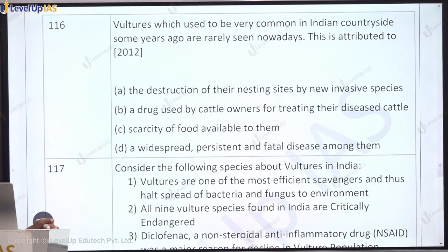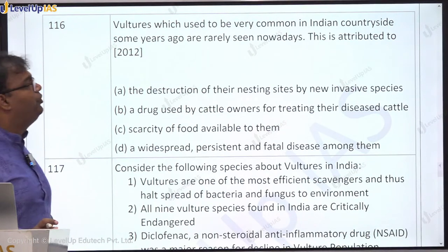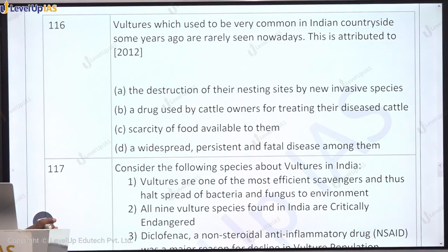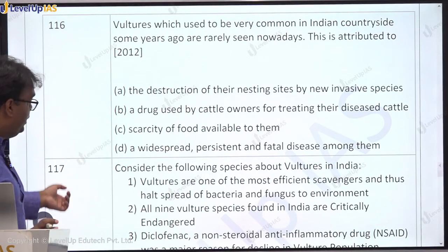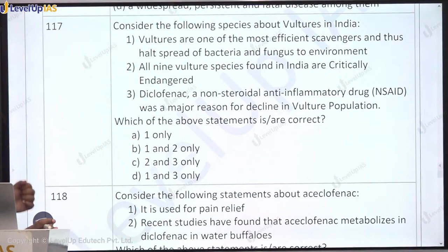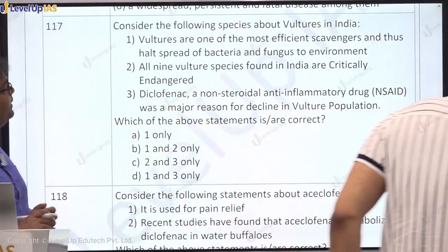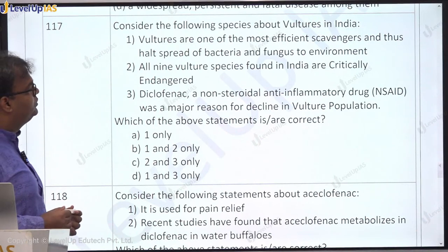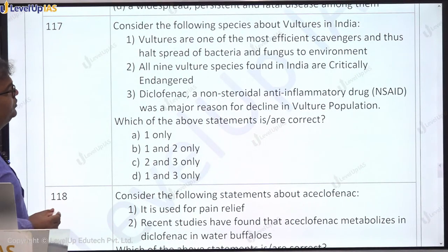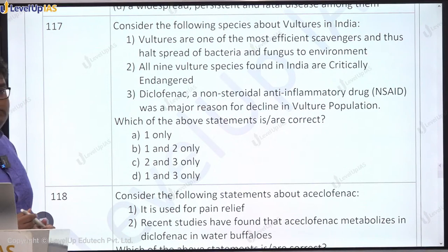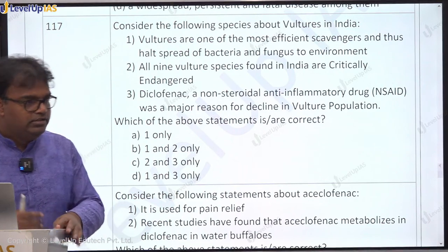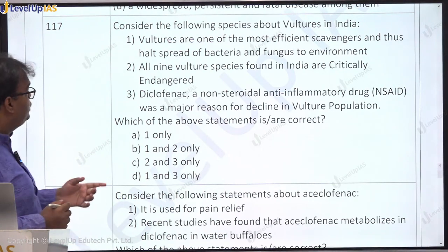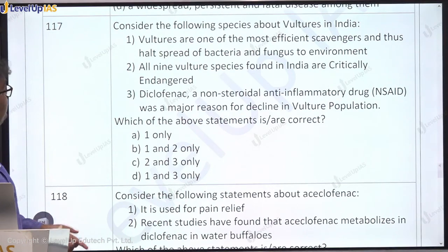Vultures, which used to be very common in the Indian countryside some years ago, are rarely seen nowadays. That is attributed to diclofenac, a drug used by cattle owners for treating their diseased cattle. Diclofenac, okay. 117. Consider the following statements about vultures in India. One and three, D, right? Or not all nine. Four vulture species are critically endangered. Then there are some endangered, some vulnerable, and so on. So what is the answer? 117 ka answer is D.